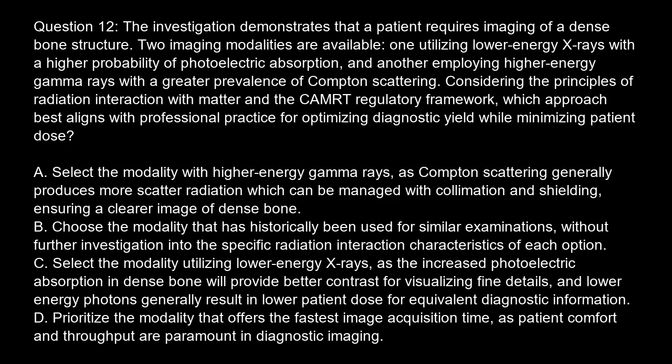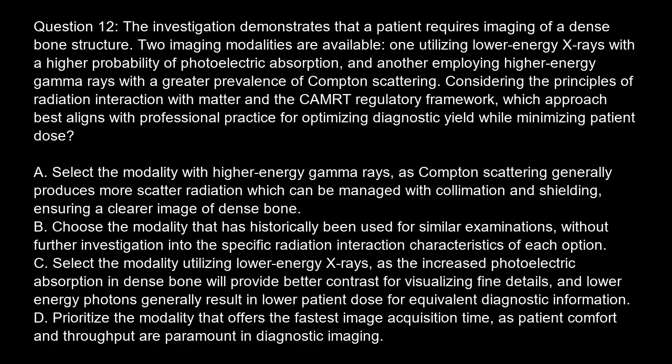Question 12. The investigation demonstrates that a patient requires imaging of a dense bone structure. Two imaging modalities are available, one utilizing lower-energy X-rays with a higher probability of photoelectric absorption, and another employing higher-energy gamma rays with a greater prevalence of Compton scattering. Considering the principles of radiation interaction with matter and the CAMT regulatory framework, which approach best aligns with professional practice for optimizing diagnostic yield while minimizing patient dose?